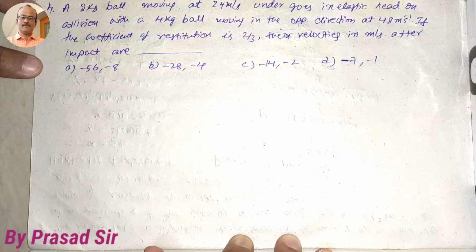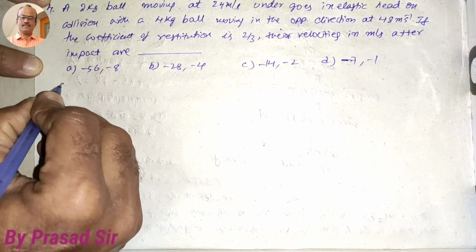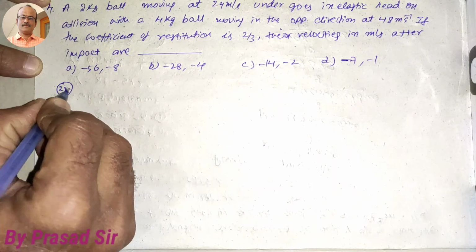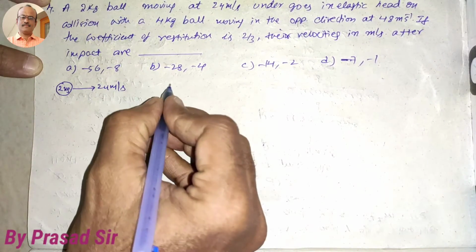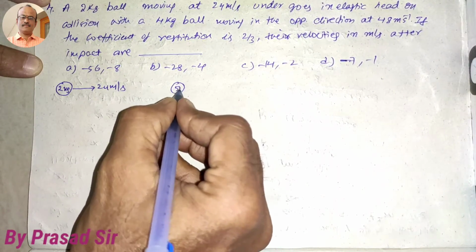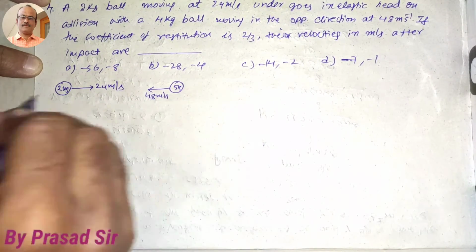Now the question number 4: a 2 kg ball moving at 24 meters per second undergoes an elastic head-on collision with a 4 kg ball moving in the opposite direction at 48 meters per second. If the coefficient of restitution is 2 by 3, their velocities in meters per second after impact are how much? First of all, initially which one is this? A 2 kg ball is traveling with the velocity 24 meters per second. Another ball of mass 4 kg is traveling with velocity 48 meters per second in the opposite direction.